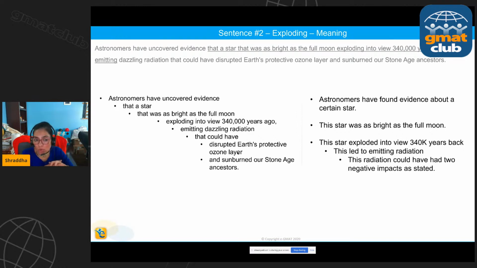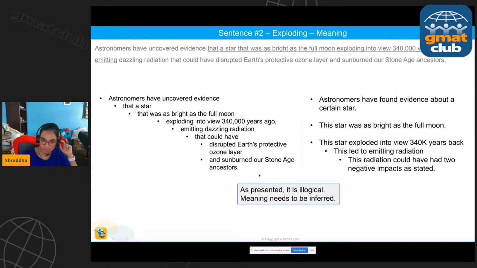And when this star exploded into view 340,000 years ago, it emitted dazzling radiation. And that radiation, astronomers believe there is a possibility that it could have disrupted or it could have destroyed our Earth's protective ozone layer, and probably could have sunburned our Stone Age ancestors. So this is what the meaning of the sentence is.